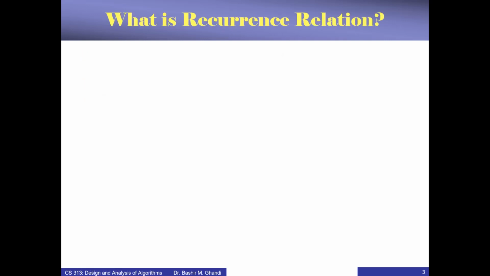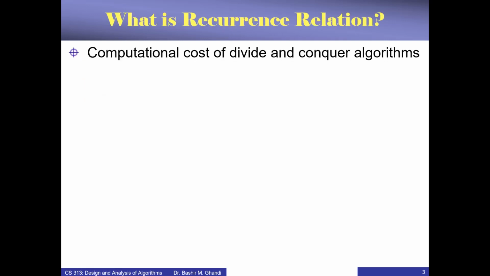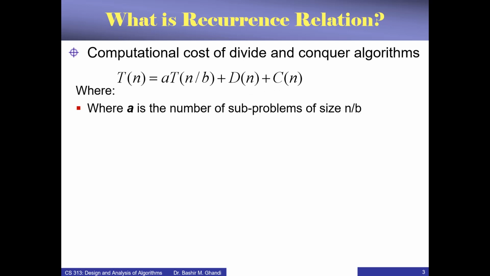So what is a recurrence relation? The computational cost of a divide and conquer algorithm, as we saw when we looked at merge sort in the previous lecture, is usually expressed as a recursive function, usually in this general format. So T(n) is equal to aT(n/b) plus d(n) plus c(n), where a here is the number of subproblems, each of size n over b.